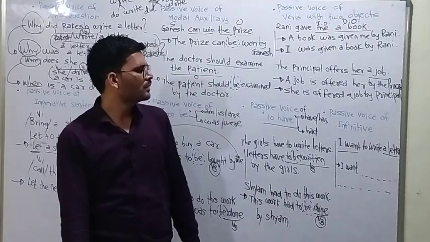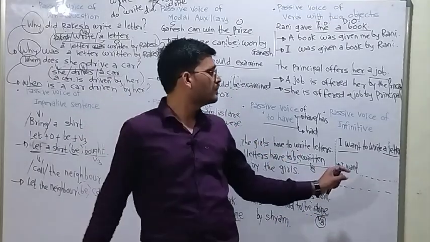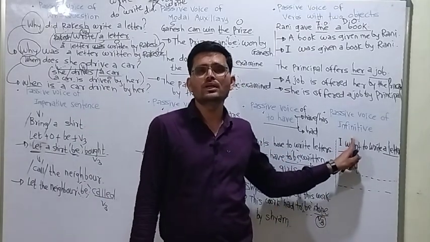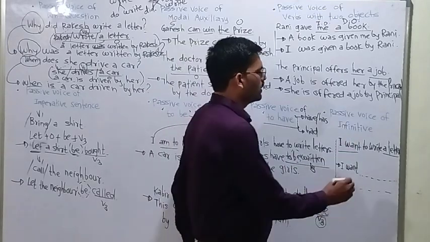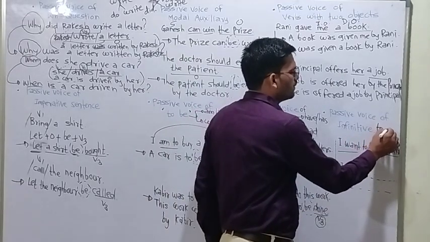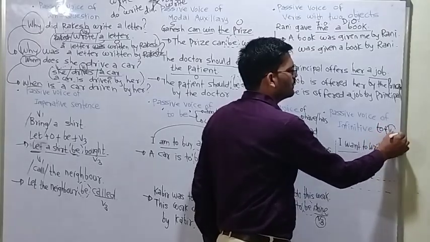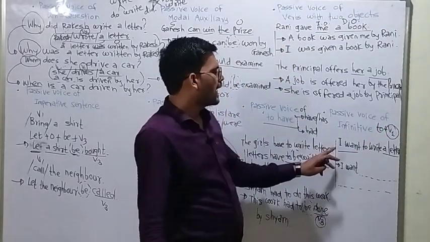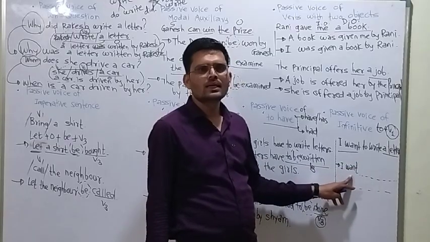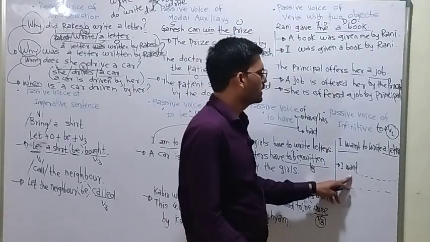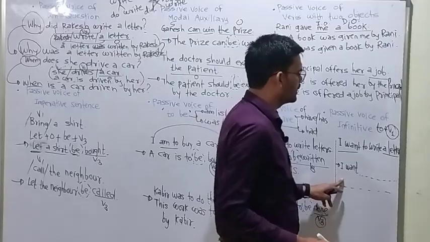Okay, after that the last concept, the passive voice of infinitive. What is infinitive? To plus V1. It is called an infinitive. To plus V1. Okay, V1 means first form of the verb. I want to write a letter. So, as it is, you may write: I want to write a letter.